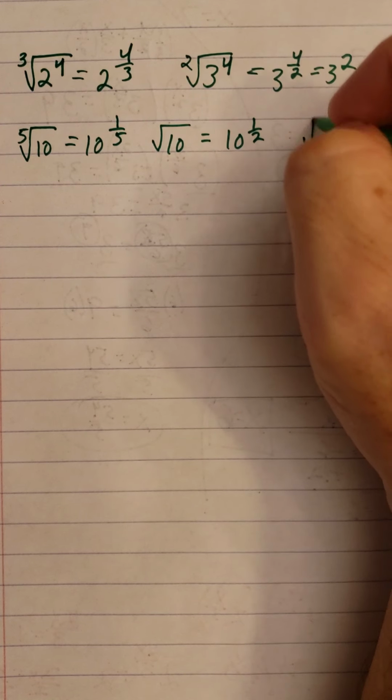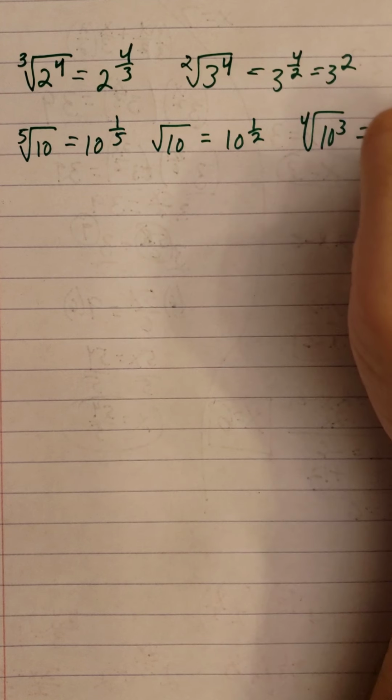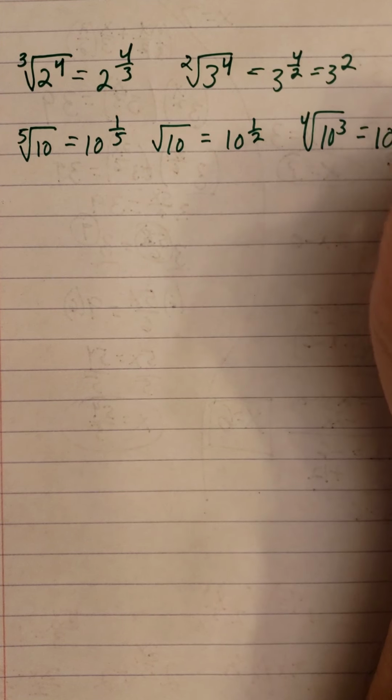Let's take the 4th root of 10 cubed. This is going to give you 10 to the 3 over 4.